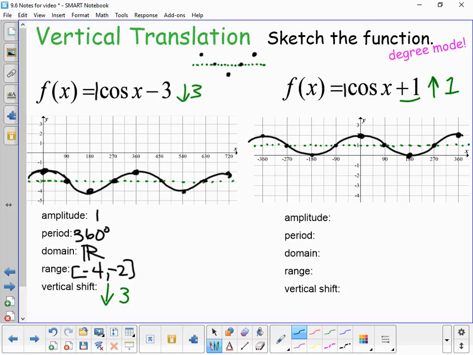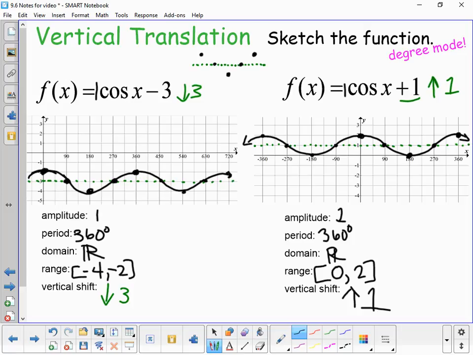So here's our function. The amplitude was 1, the period was 360. The domain is all real numbers, and the range in this case, the lowest value or minimum is at 0. The maximum is at 2. And we shifted it up 1 unit.